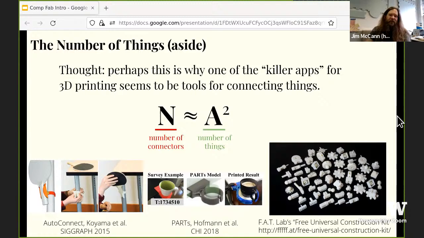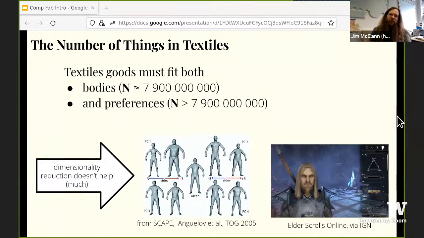Some examples down at the bottom here, you see AutoConnect, which synthesizes connectors from geometry and constraints. Parts, which is a system that in part talks about how to make connectors in a parametric way. And FATLab's excellent free universal construction kit, which predates all those research projects and is just a great set of prints for connecting your building toys together. But this number of things argument doesn't just work off in the exotic land of 3D printing.